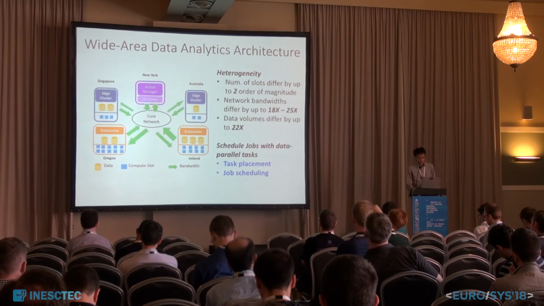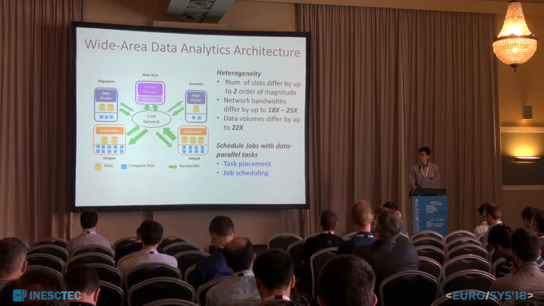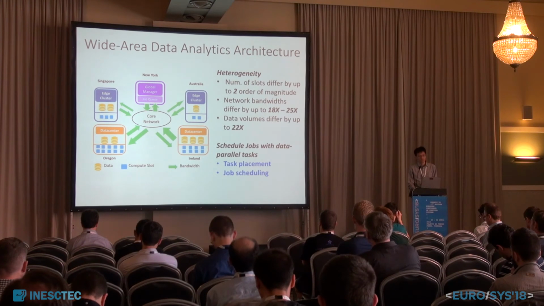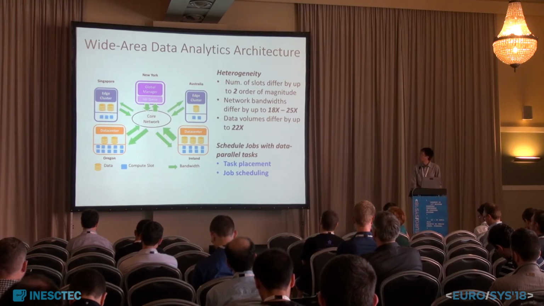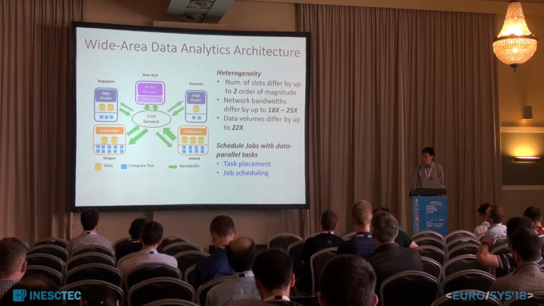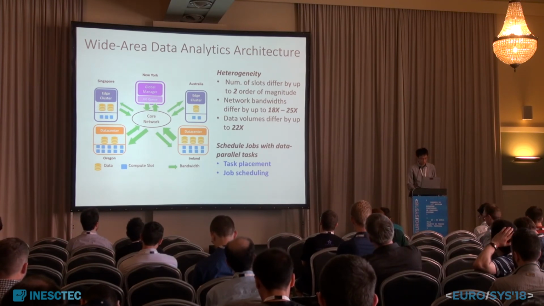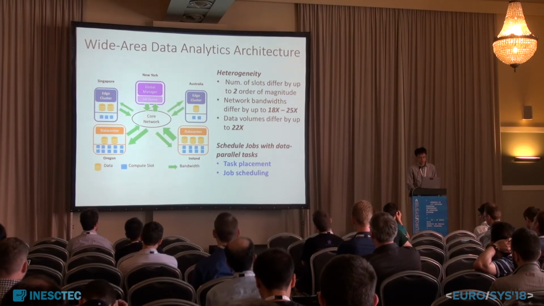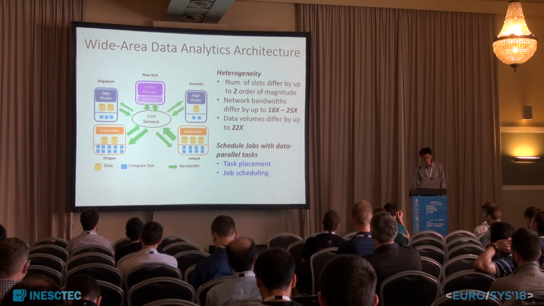So the architecture of wide area analytics involves multiple data centers across the world. Depending on the deployment constraints, each data center may have different capacity in terms of computing power or network bandwidth. For example, the number of computing slots across data centers may differ by up to 2 orders of magnitude. And the bandwidth may differ by up to 18 to 25 times. Also, depending on the type of applications, the required data volumes could differ by up to 22 times.